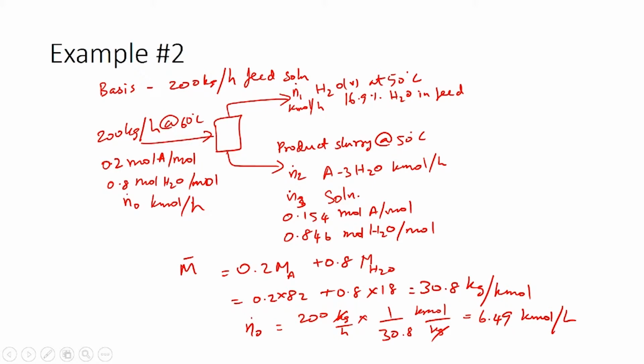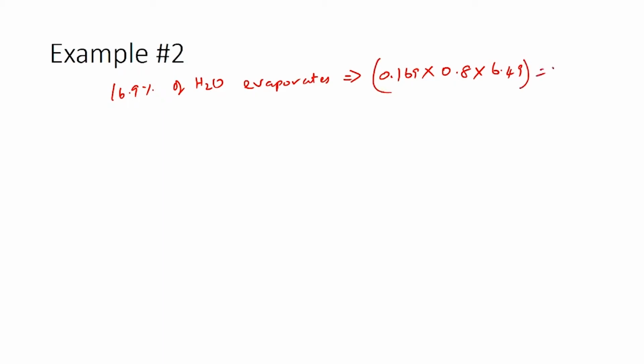So, this is the molar flow rate of the feed which is entering the system. So, this is the first part. Now, for the second part we would have to perform material balance calculations. The first information we have from the problem is that 16.9% of water evaporates. So, this implies 0.169 times 0.8 times 6.49 would be the number of moles of water which is evaporated. So, this would be equal to N1 dot. So, N1 dot would be equal to 0.877 kilomoles of water vapor per hour.